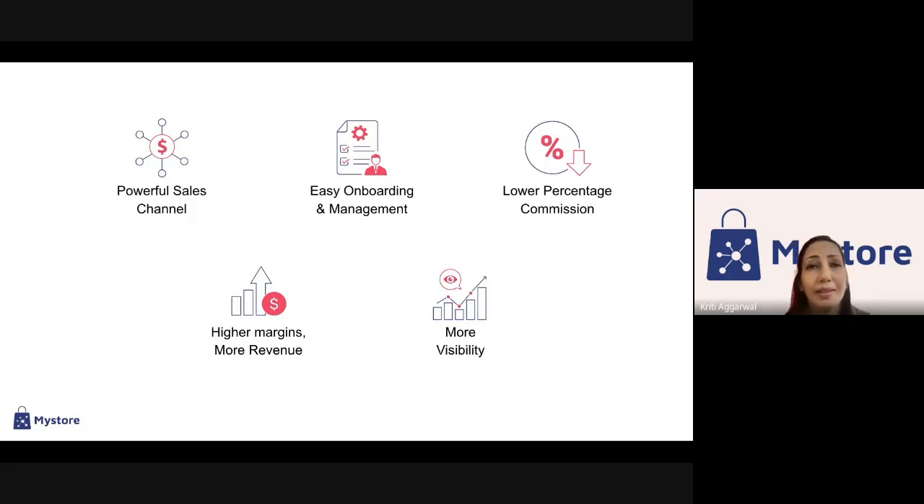Third is the commission part. As you know, currently you are paying very huge commissions to marketplaces like Amazon and Flipkart. On the ONDC network, a maximum of 3 to 7% commission is what we are charging from both the seller and the buyer side. So now the commissions have reduced, so there are higher margins and more revenue. And as you will be available on different buyer apps, there will be more visibility.